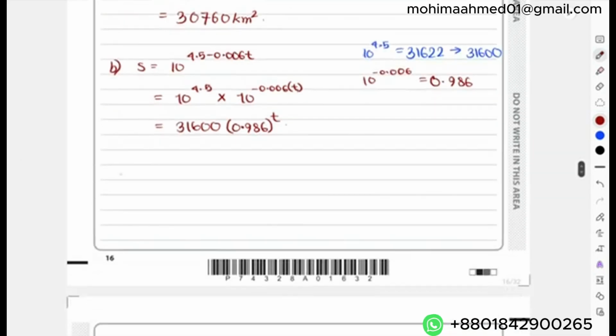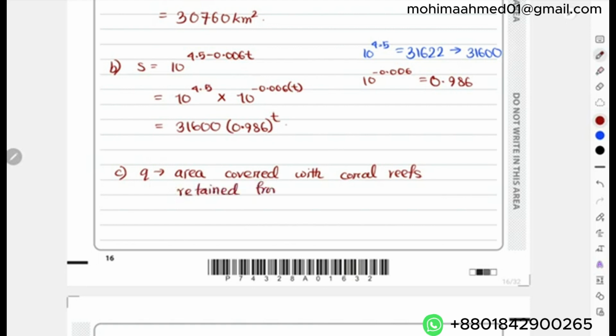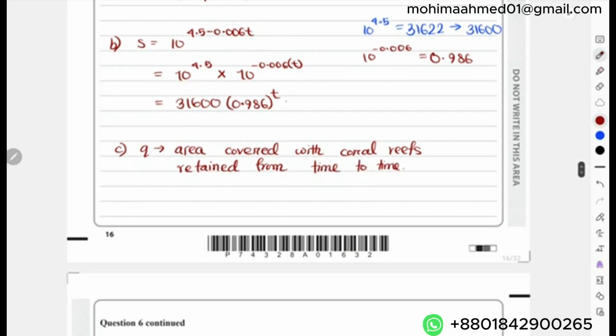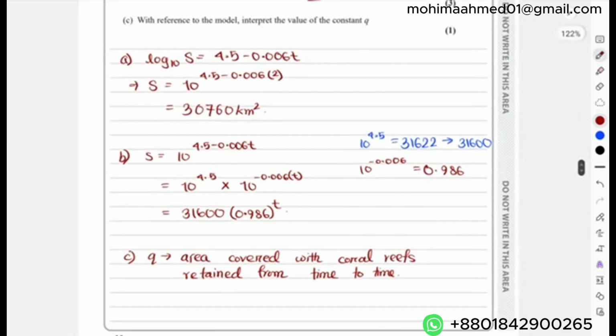So you just have to explain over here that Q indicates area covered with coral reefs retained from time to time. So yeah, from time to time or from year to year, you can just write either, both are fine. So yeah, this is it for question 6. So we'll move on to question 7.